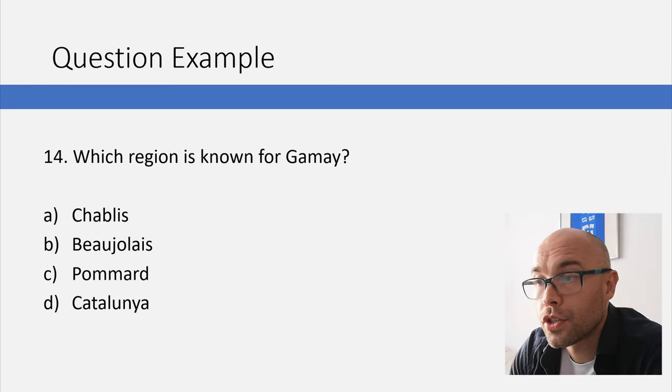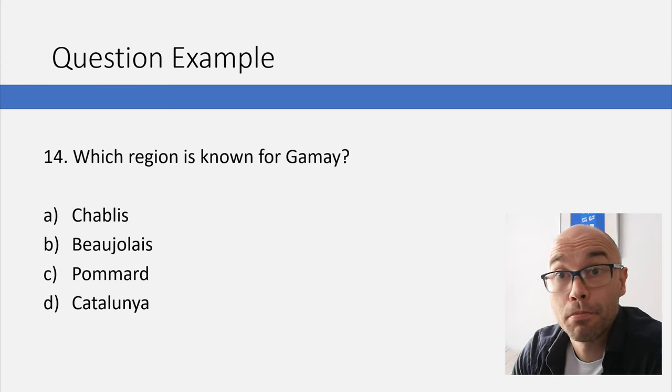Which region is known for Gamay? Chablis, Beaujolais, Pommard, Catalunya. The correct answer is B, Beaujolais.